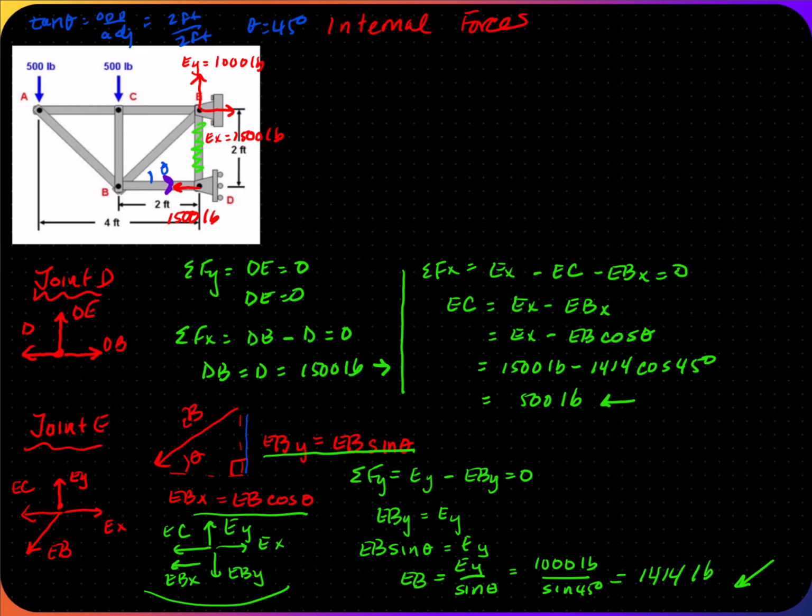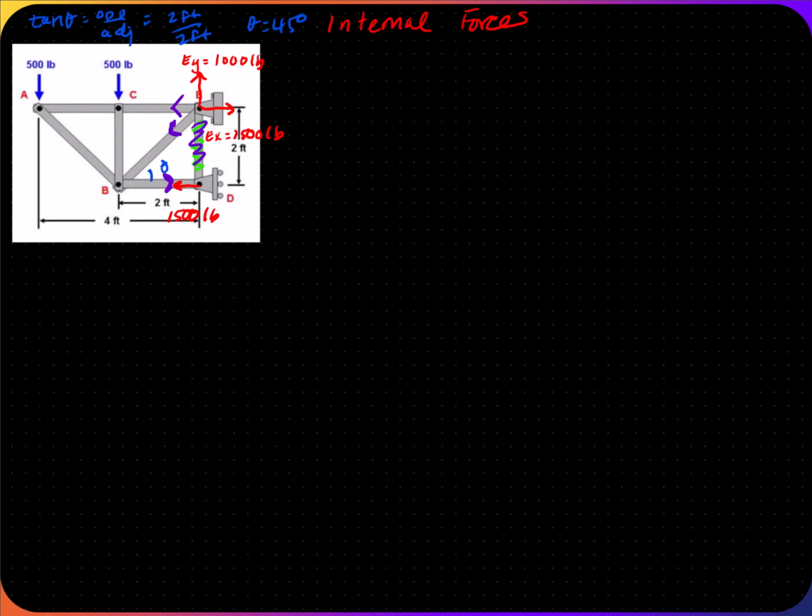So now I'm going to draw in some of my directions. We know that this beam does not count. We calculated EC going to the left. We calculated EB going to southeast. So the next joint we're going to cover is going to be joint C. We know that C is going to go downwards because it was given.